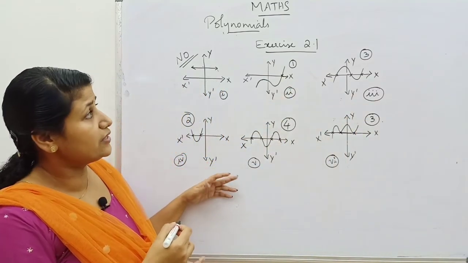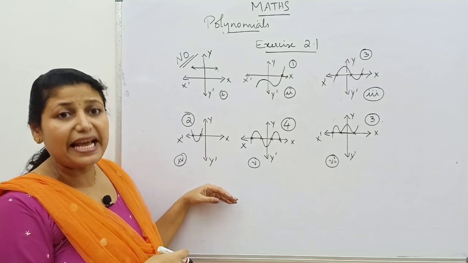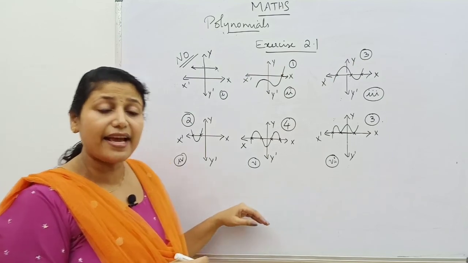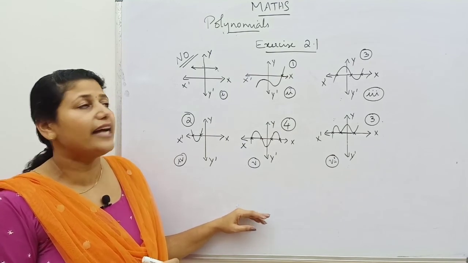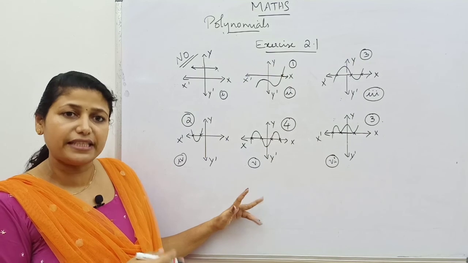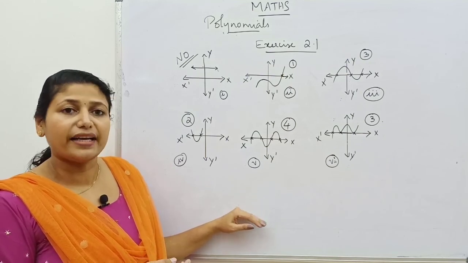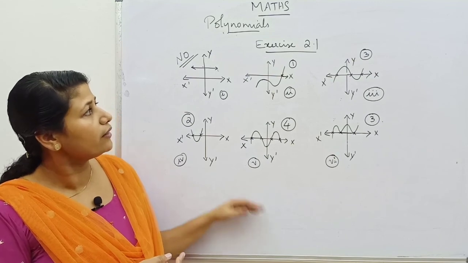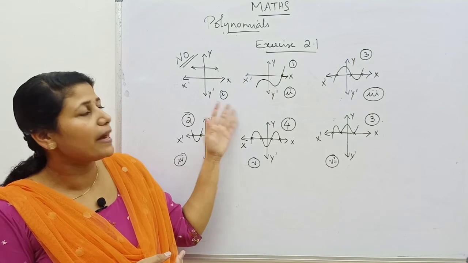So our exercise 2.1 is over. Today we have discussed polynomials, how to find their degree and how to classify polynomials according to their degrees, and the geometrical meaning of linear, quadratic and cubic polynomials. I think you all understood all these things, and just go through the chapter and do the exercise by yourself.